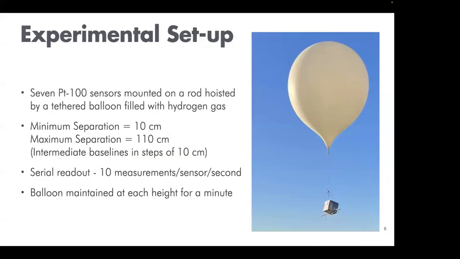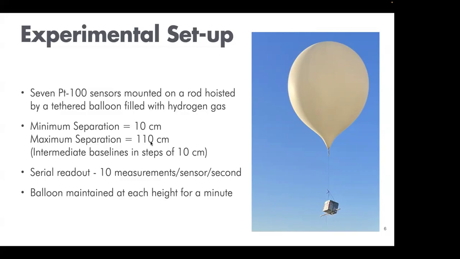So we actually went with 7 PT100 sensors that we mounted on a rod, and we chose the separations between these 7 so that we had all possible separations from 10 centimeter to 110 centimeter in steps of 10 centimeter, and we also had some redundant baselines.